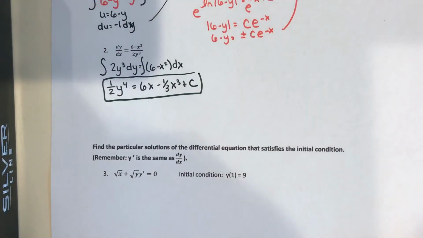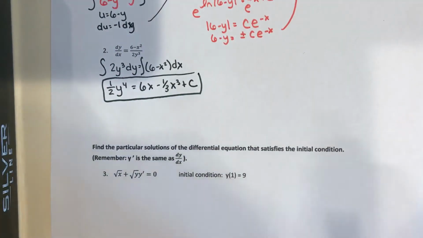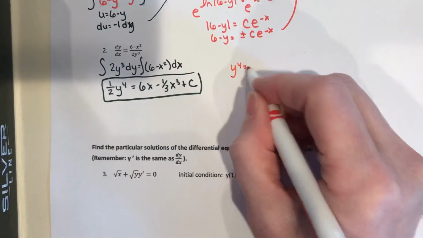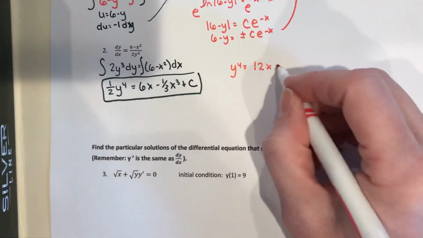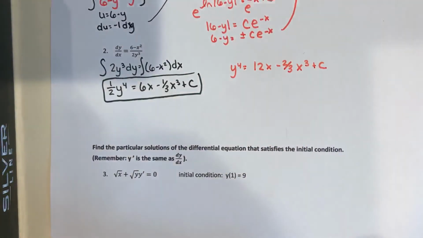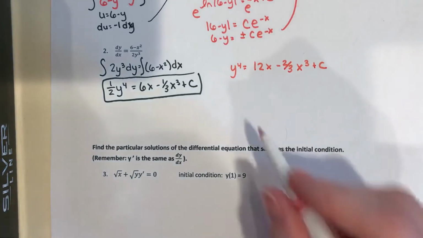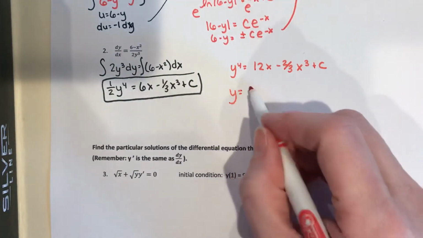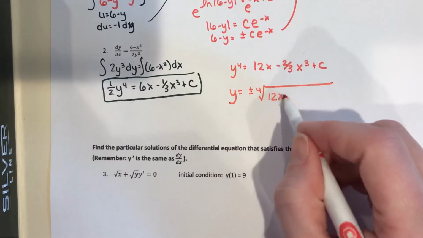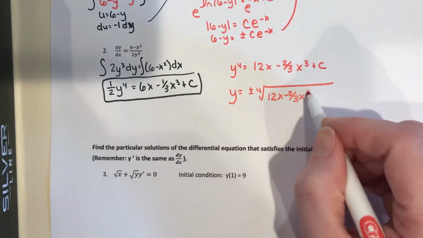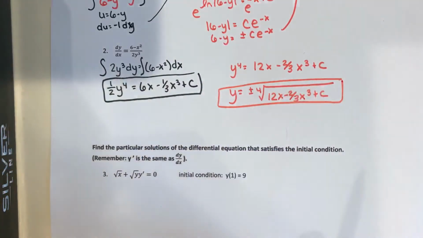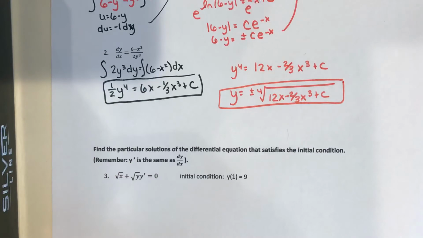But just for practice, if I want to solve for y, first thing I would do is multiply the 2 over. So that gives me y to the 4th equals 12x minus 2/3 x cubed plus c, it's still a constant. And then I would take the 4th root. And with the 4th root, we need a plus or minus. So both of these are general solutions. This one is just solve for y.